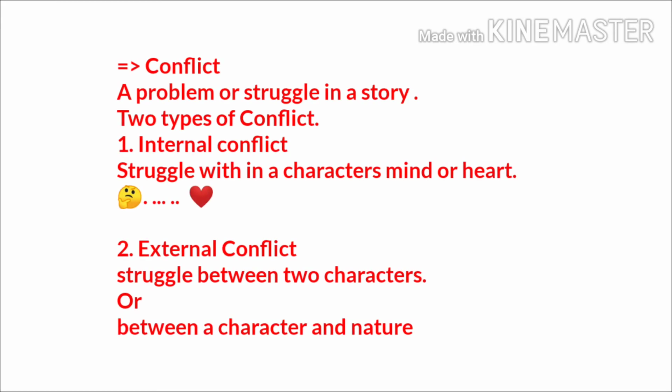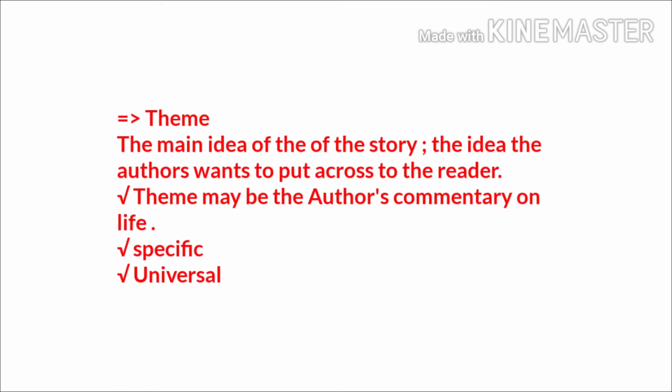Now we discuss conflict. What is conflict? A problem or struggle in a story is called conflict. There are two types of conflict. Number one, internal conflict, and number two, external conflict. Internal conflict is a struggle within a character's mind or heart. External conflict is a struggle between two characters, or between a character and nature.